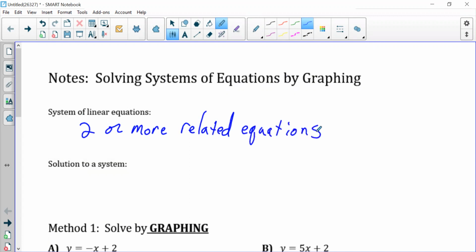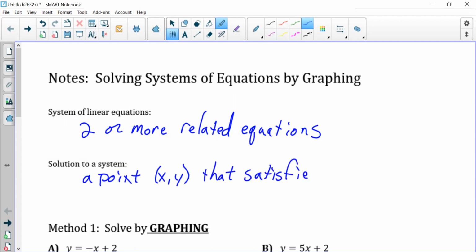All right, and what is the solution to a system of equations? Because we don't care about a system if we don't have a solution. And the solution is specifically a point. An actual point. It will have coordinates x, y that satisfies both, or all three or all four if we have more than one, equations.